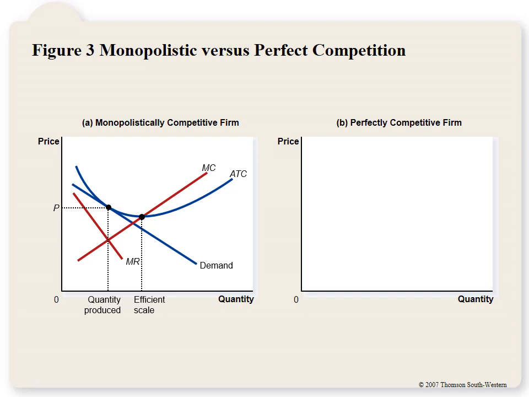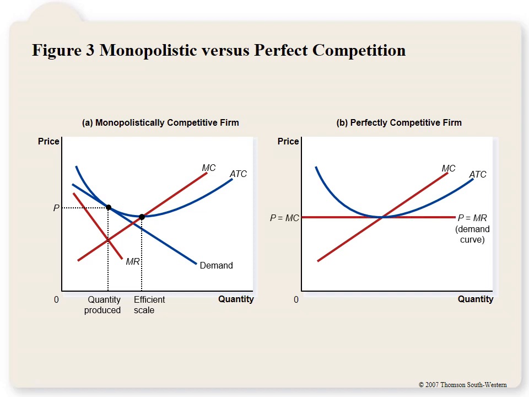And tell me about price. Is price higher or lower than what would be socially efficient? Well, let's look at perfect competition. MC, ATC, what do we know about the demand curve for a perfectly competitive market? Before I add it, think to yourself, what should that perfectly competitive market look like? It looks like a perfectly elastic demand curve.